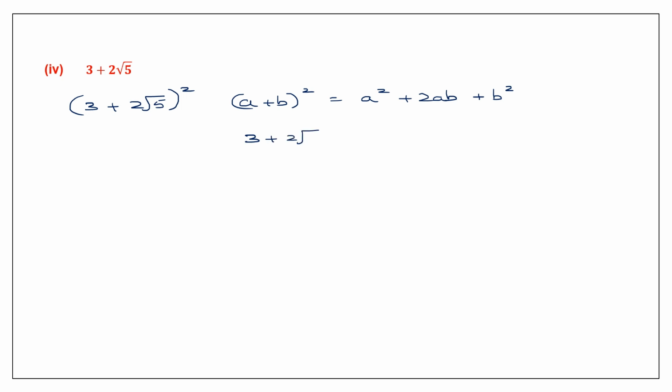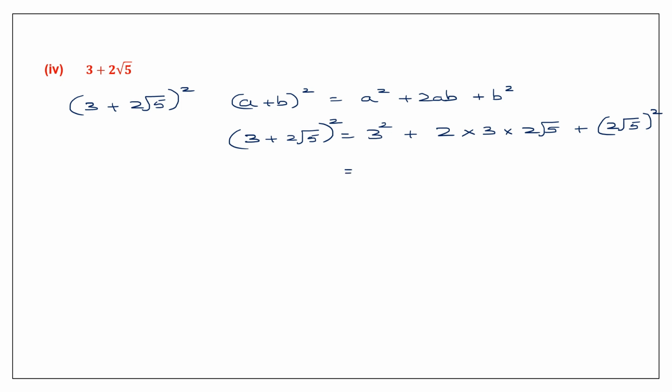Question 4, 3 plus 2 root 5. The square of this, so we say 3 plus 2 root 5, the whole square. So again, we're going to apply the identity a plus b the whole square, which is a square plus 2ab plus b square. So here a is 3 and b is 2 root 5. So the whole square, we're going to simplify this. A square, that is 3 square, plus 2ab means 2 into a into b, which is 2 root 5, plus b square, that is 2 root 5, the whole square.